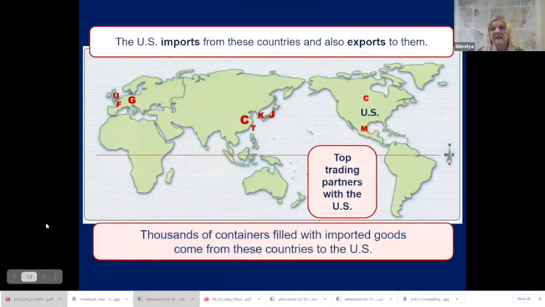They're always kind of surprised how much we get from Canada and Mexico, because they don't see as many labels at home that say made in Canada or made in Mexico. So we do talk a little bit more about imports and exports and our trade partners.